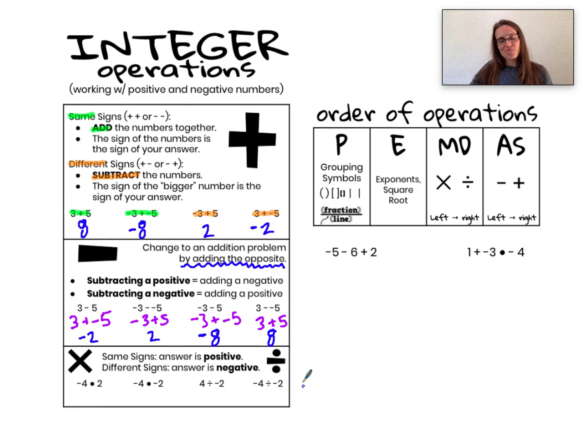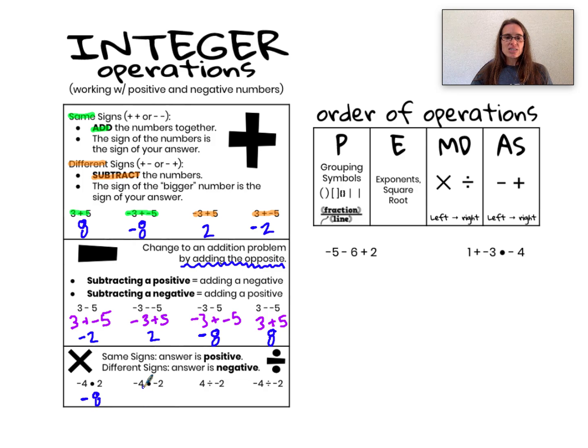First example, -4 times 2. I just multiply like usual, 4 times 2 is 8. And then I get the sign of my answer using the second part. If the two original numbers have different signs, my answer is negative. So -4 times +2 leads to a final answer of -8.